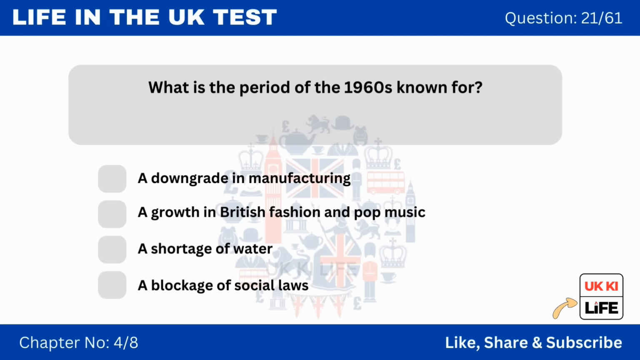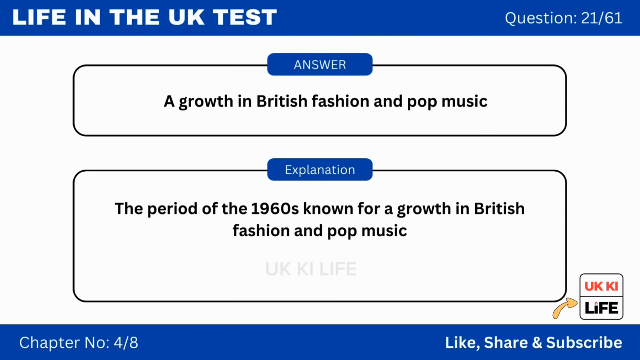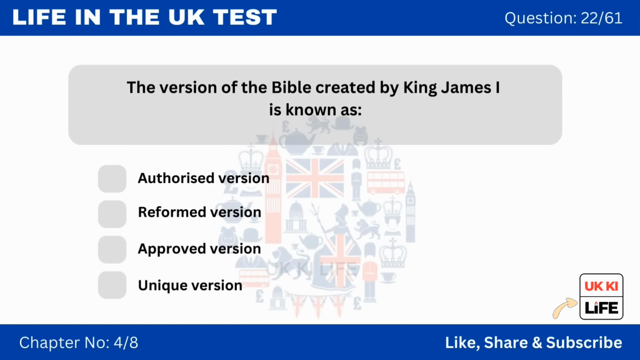The correct option is B. Explanation. The period of the 1960s is known for a growth in British fashion and pop music. Question 22. The version of the Bible created by King James I is known as Authorized Version, Reformed Version, Approved Version, Unique Version.